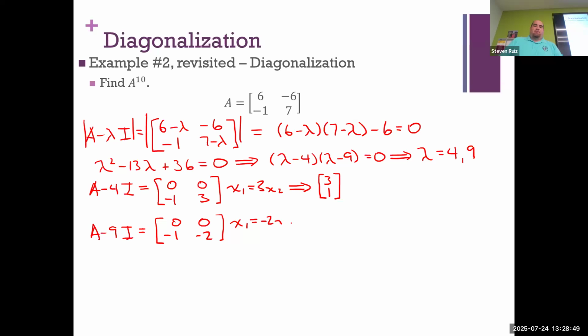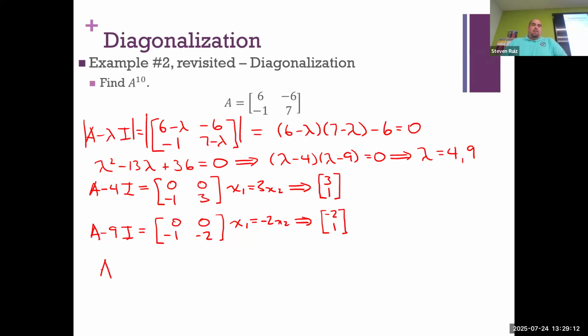X1 equals negative 2x2, which means I have, give me a good vector here. Negative 2, 1. So do we have all the right pieces to diagonalize this now? Okay.